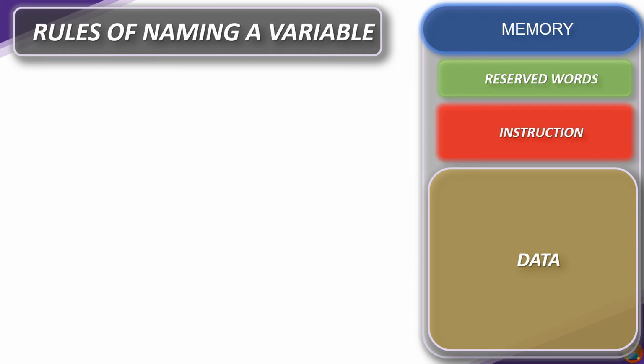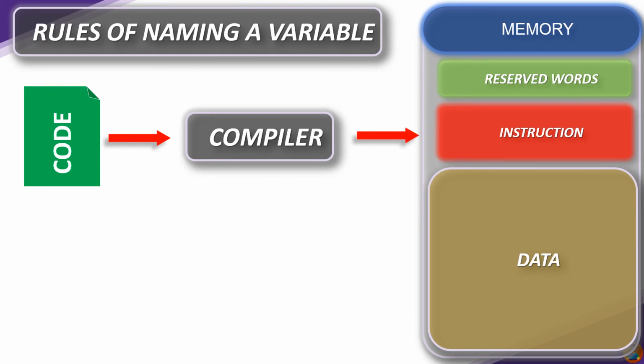Before learning the rules for naming a valid variable, let us consider an example. For instance, the memory for running the program is divided into many major components. The basic components are reserved words, instruction, and data. So whatever declaration we make is passed in the form of instruction, then the compiler fetches the reserved words and characters, and assigns the values in the data at a particular address in the memory.